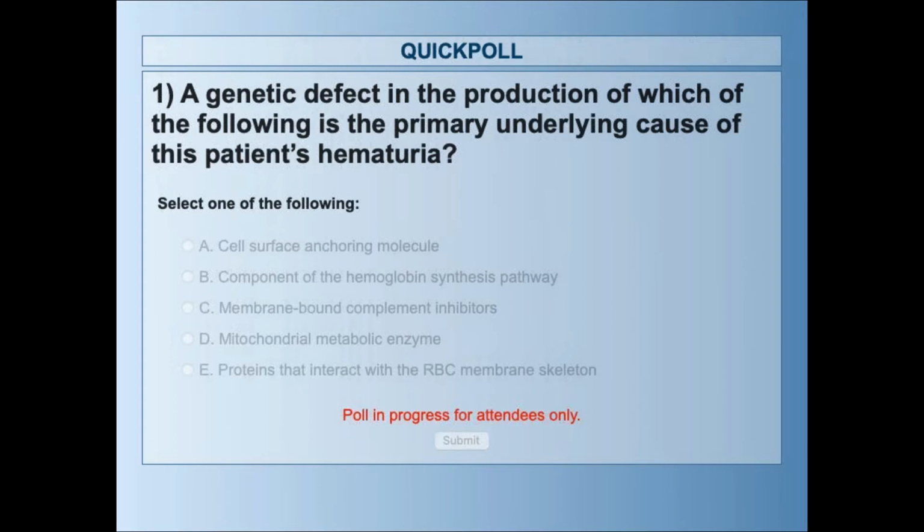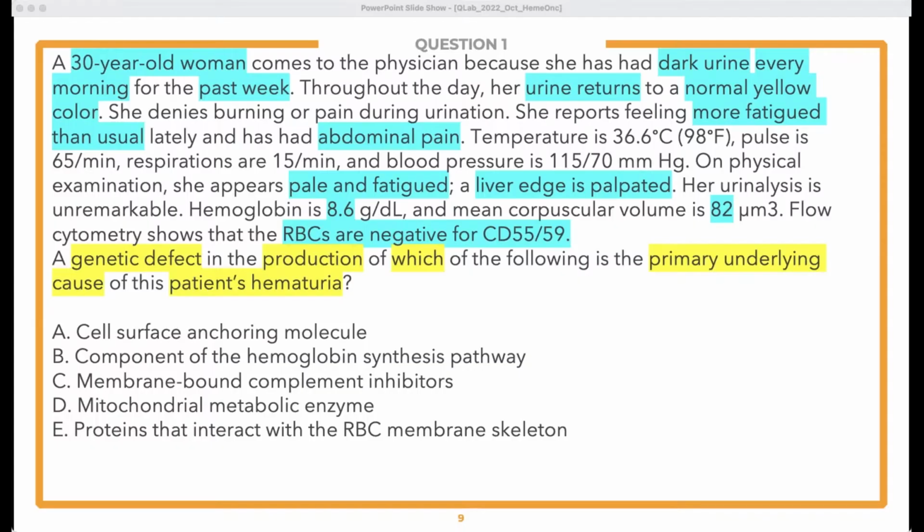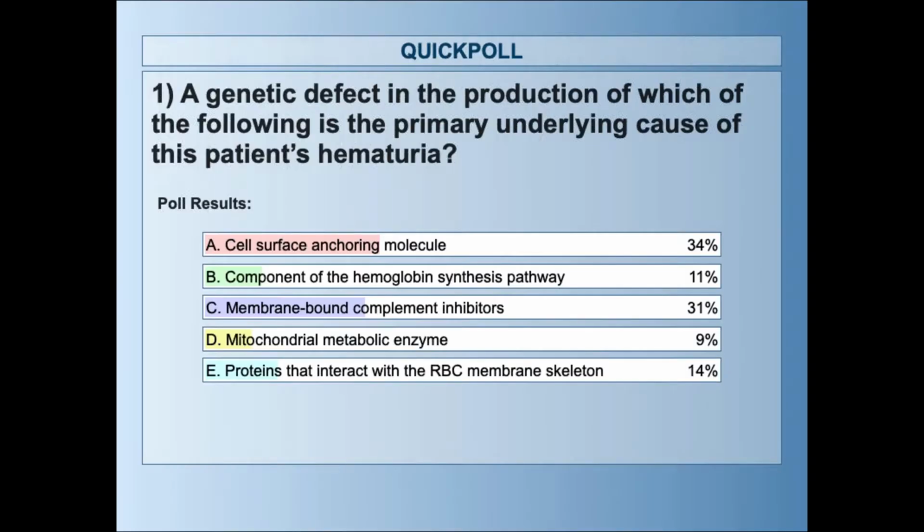Let's see, it looks like about 3/4 of you have voted. So let's go ahead and I'm going to close the poll. Interesting here. It looks like we got 2 leading answers. 34% of you thought cell surface anchoring molecule is where that defect may be coming from. Membrane-bound complement inhibitors came in second, and proteins that interact with the red blood cell membrane skeleton a distant third, but receiving about 14%.